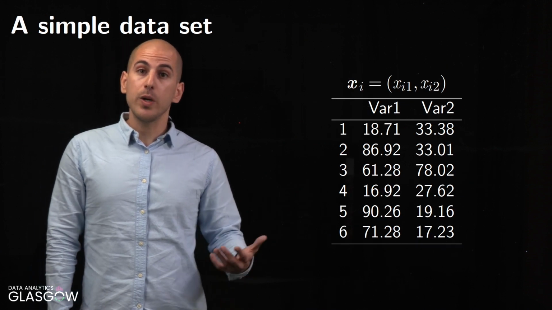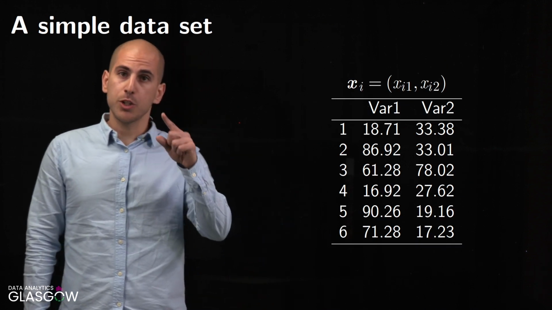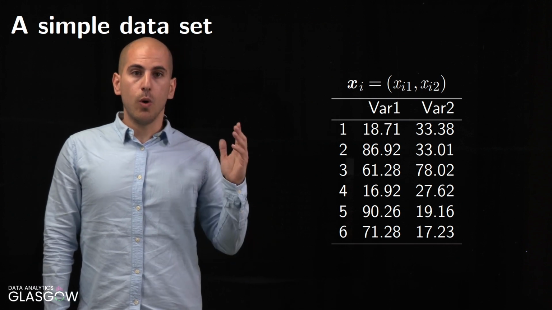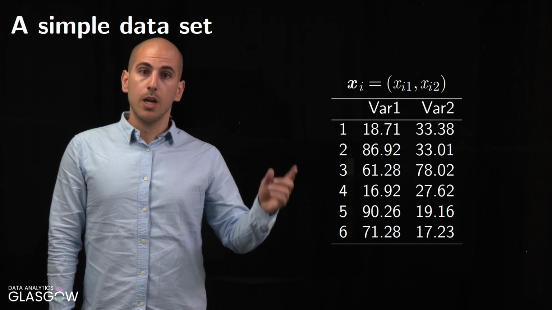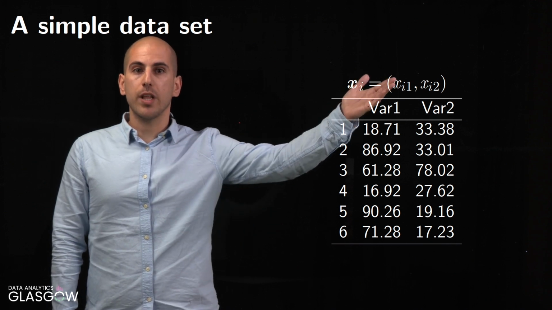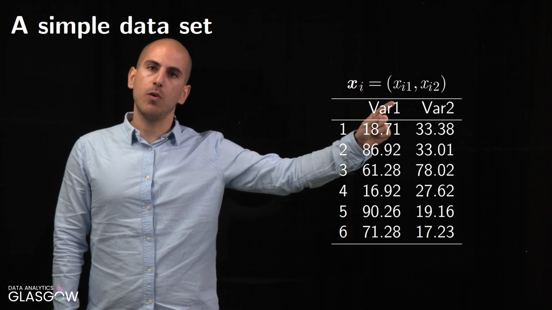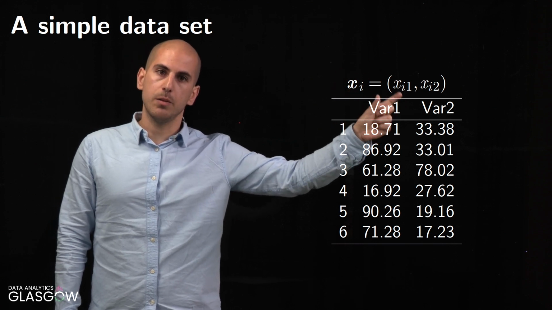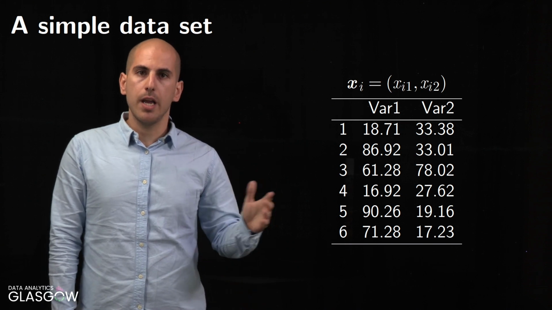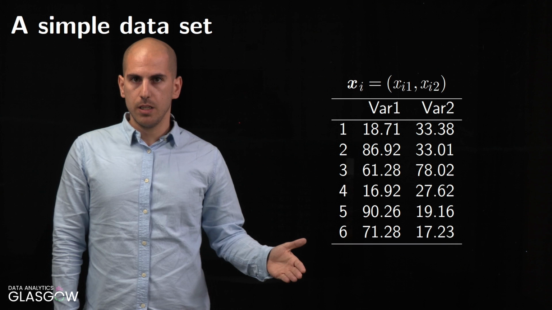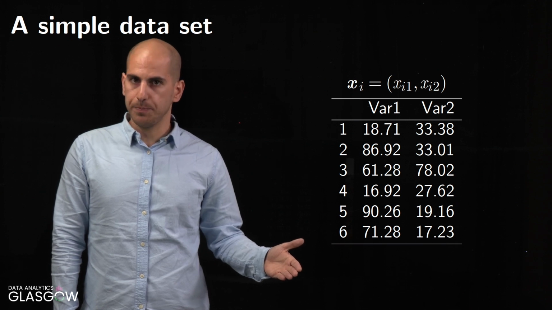So let's start with a really simple data set. In this really simple data set, we're going to focus on observations with just 2 dimensions. So you see here that each row focuses on 2 different pieces of information, xi1 and xi2. In this case, we have 6 different cases.